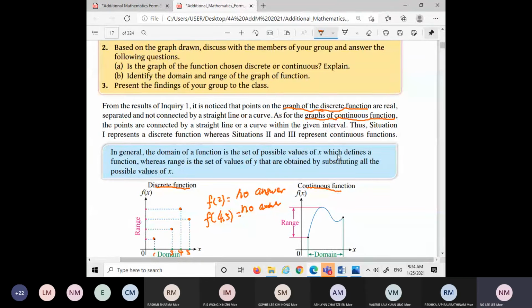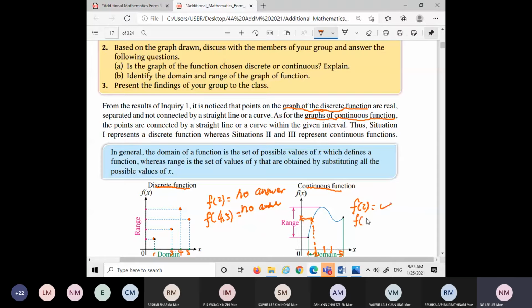Okay, let us see. As for the graph of continuous functions, the points are connected by a straight line or a curve within the given interval. Let's say here is 1, here is 5. If the question asks for F of 2, for example, you have to read from here. This is 2. You read from here, then that one gets an answer.